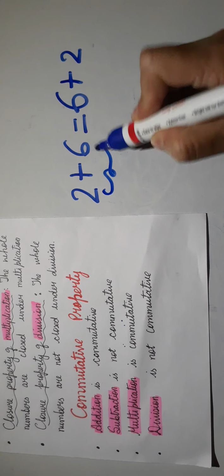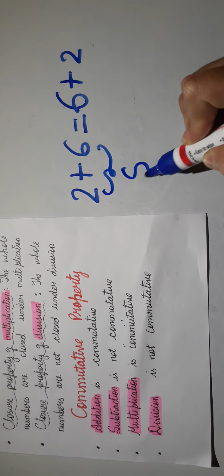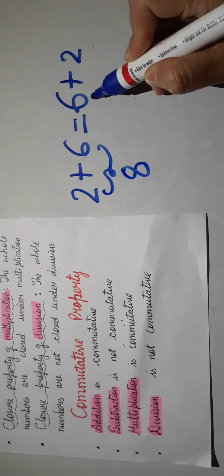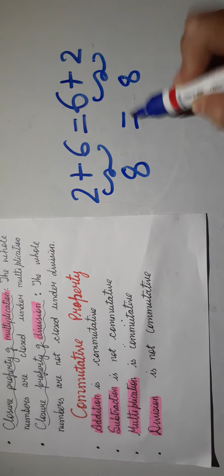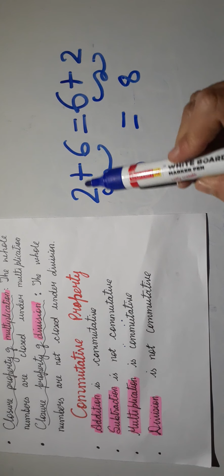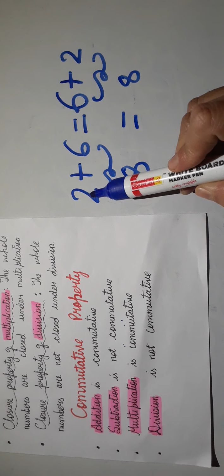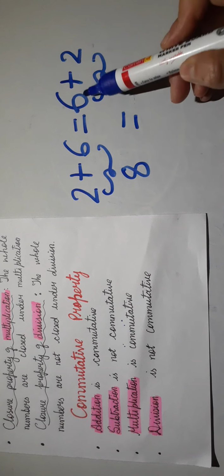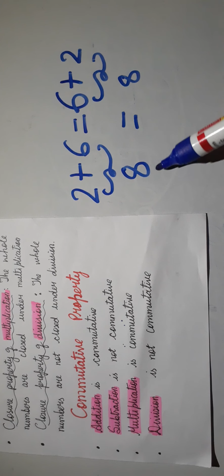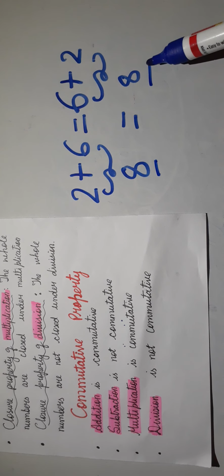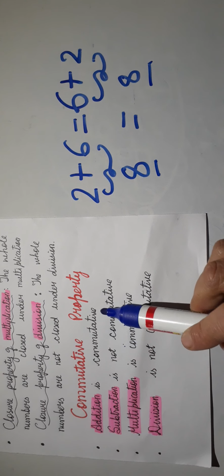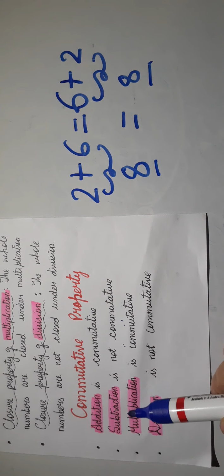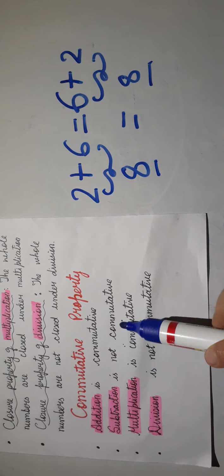2 plus 6, the sum is 8. 6 plus 2, the sum is still 8. So it doesn't matter whether you write first 2 or you write first 6. We still get the same whole number. So that's why addition is commutative. Now let us see here. Subtraction is not commutative.